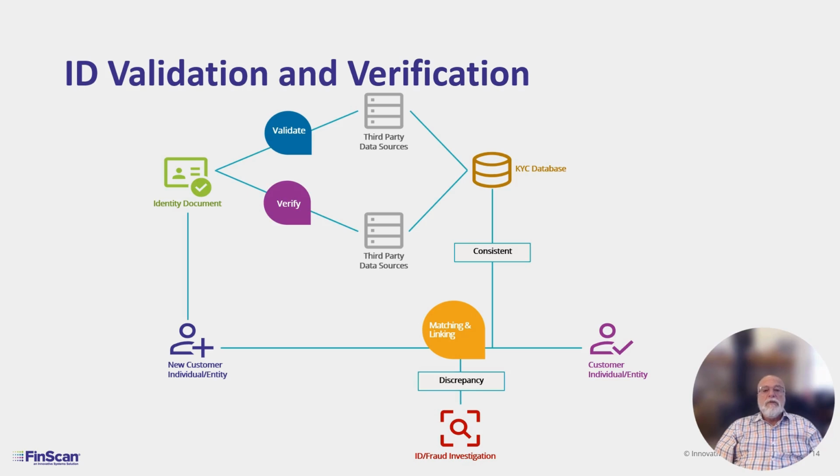When it comes to the processes involved in ID validation and verification, most regulatory regimes follow the collection, validation, verification processes. Data is collected along with ID documents. Data is then validated and verified against relevant external sources, and that data is then passed to the KYC database from where the matching and linking process happens. Any discrepancies are investigated, and then there's maintenance of the validation and verification process, and the results are documented as necessary under the regulations.